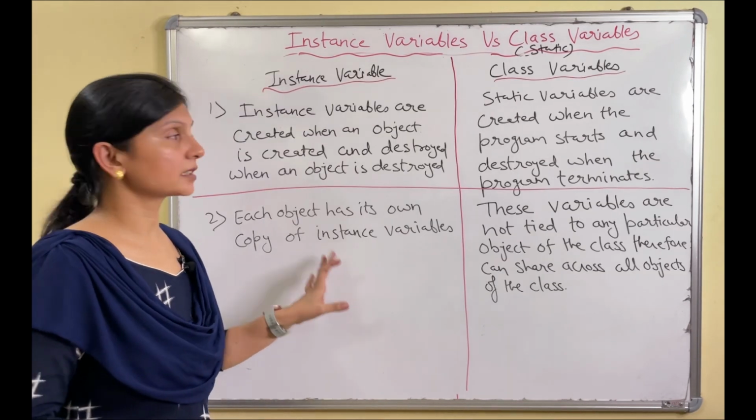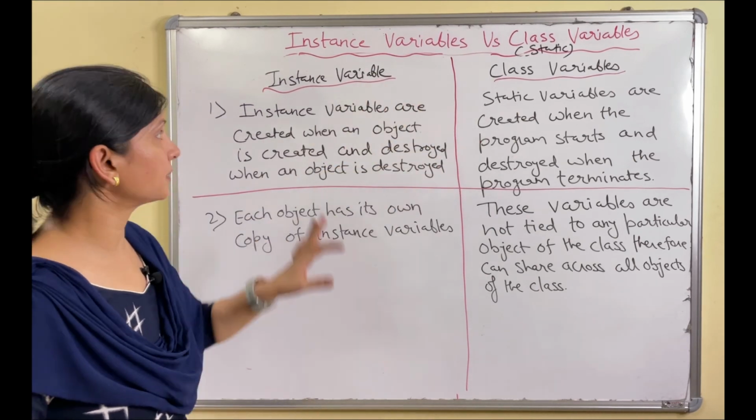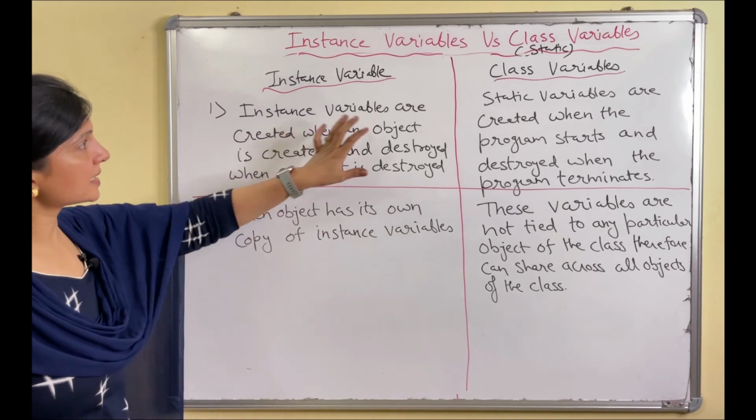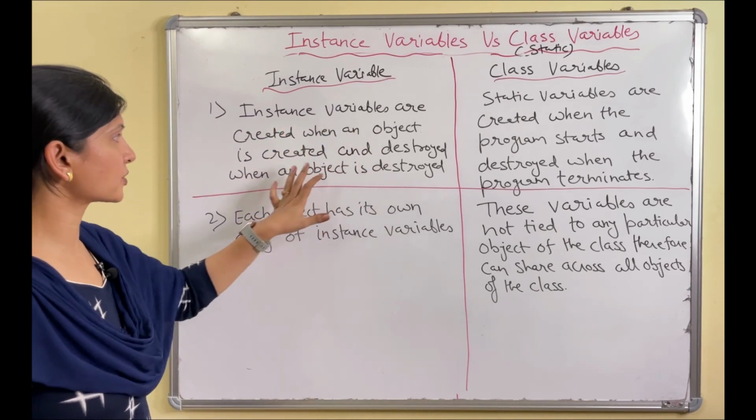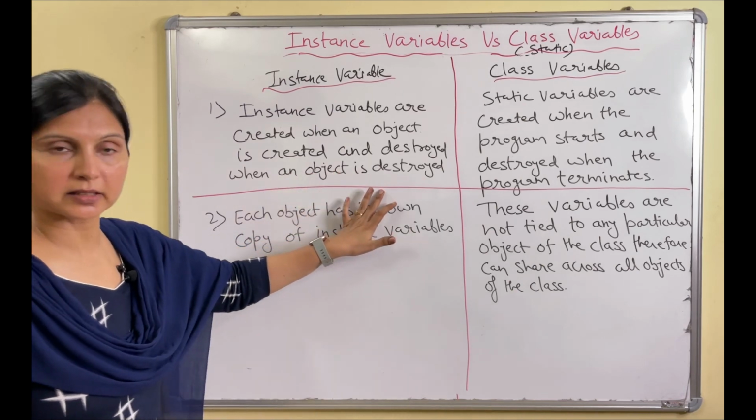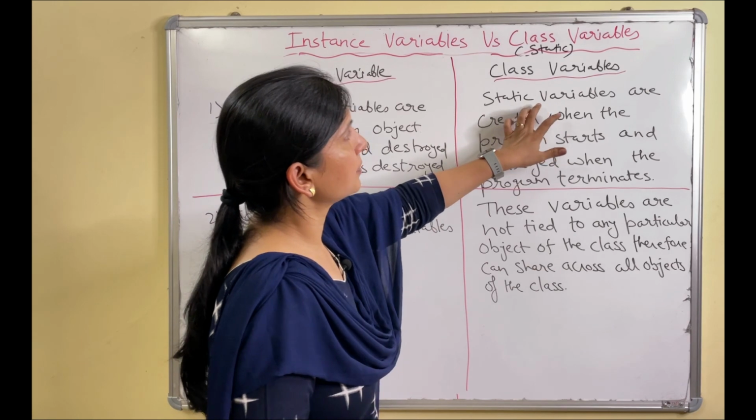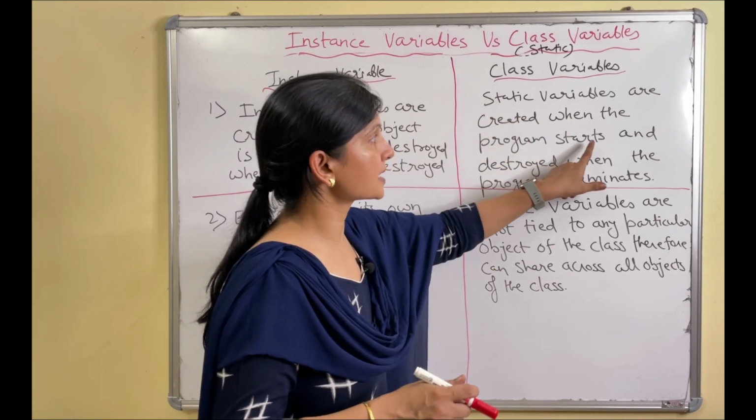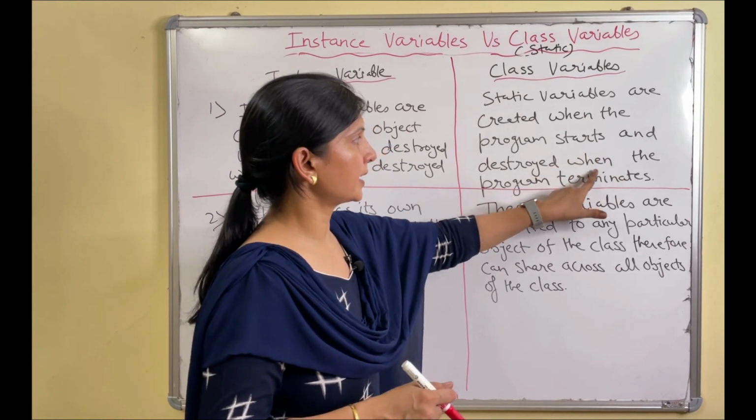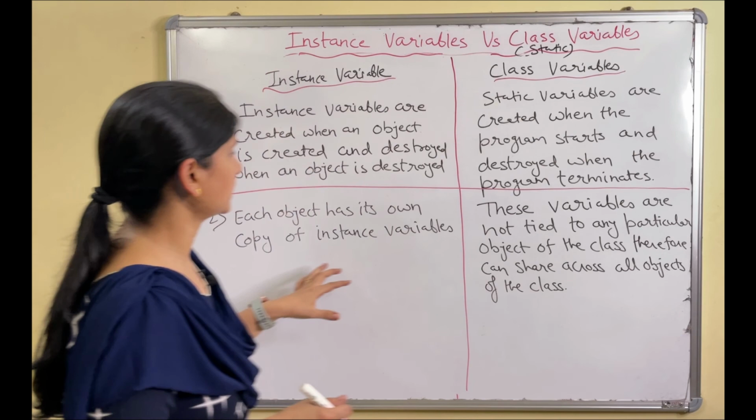So now see the two main differences between instance variables and class variables. The first difference is instance variables are created when an object is created and destroyed when an object is destroyed. So we have already studied about this. Now the class variables or static variables are created when the program starts and destroyed when the program terminates. Fine. So these are class variables.